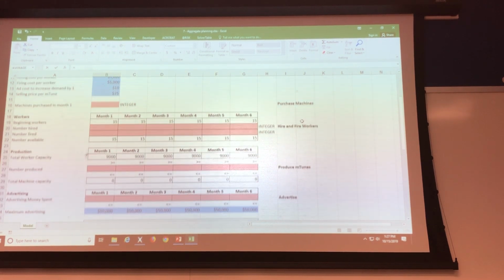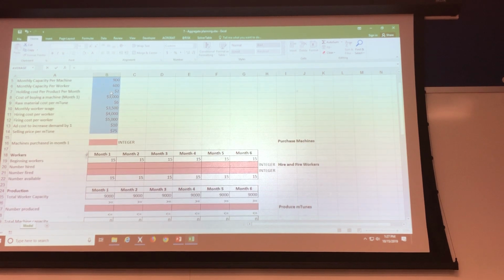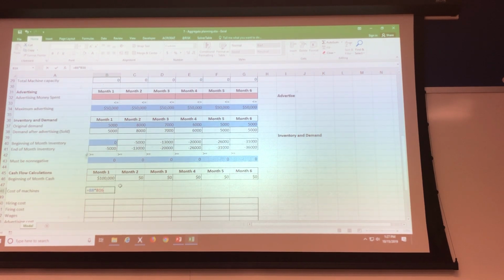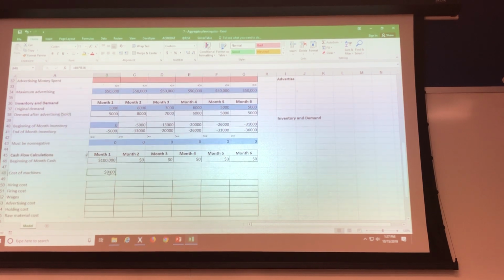The cost of buying a machine. Yeah, the cost of buying a machine times how many you purchase. This isn't going to be copied anywhere, it doesn't happen again, so you don't have to worry about absolute references. It's B8 times B16, that's all it is. B16 times B8, it doesn't matter which way you put it in there.